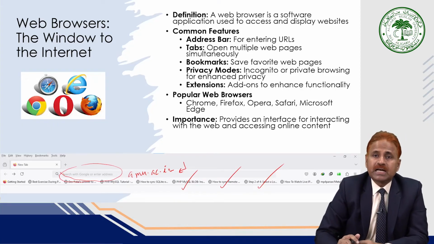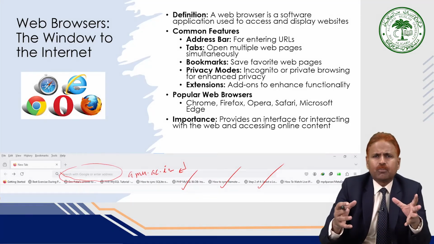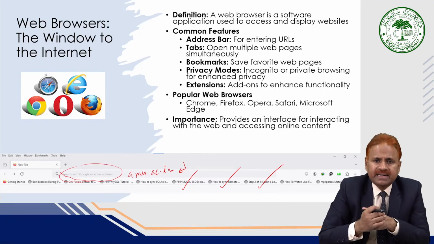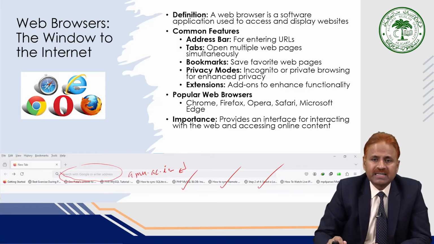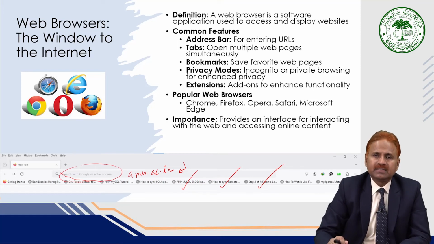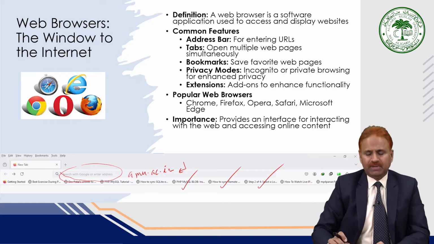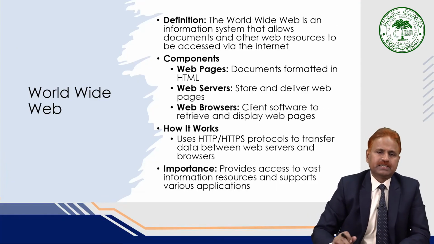Popular web browsers are Chrome. All of us know Google Chrome is there, Firefox is there, Opera is there, Safari is there, Microsoft Edge. So these are the popular web browsers using which you can browse the information on the internet. What is the importance of that? It provides an interface for interacting with the web and accessing online content. So it provides you an easy way to access the information which is available on various websites.